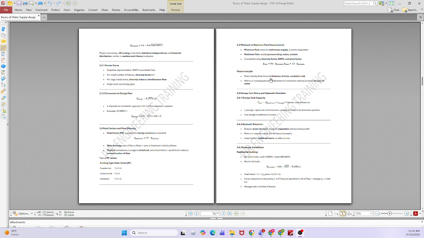The flow velocity determines turbulence, friction and cavitation risk. Clear. Then the storage tank sizing. How do we calculate tank sizing? Q peak hour multiplied by T storage plus fire demand and allowances.